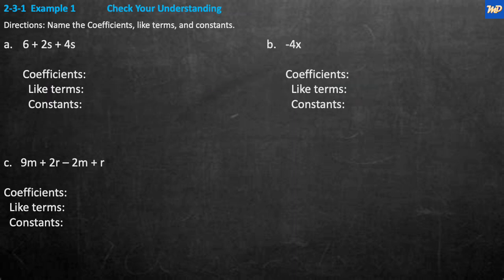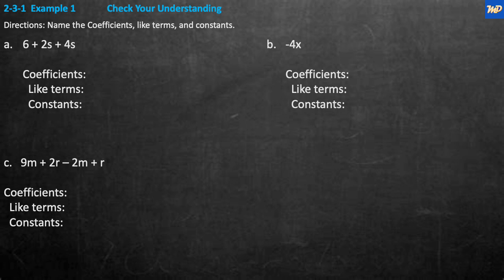Okay, in example 1, check your understanding. The directions here: name the coefficients, like terms, and constants, just like we did in the previous slide. I'm going to sit here. I'll wait for a few minutes. But why don't you stop the video, check this out yourself, and try to answer it. And then we'll work them out when you get back.